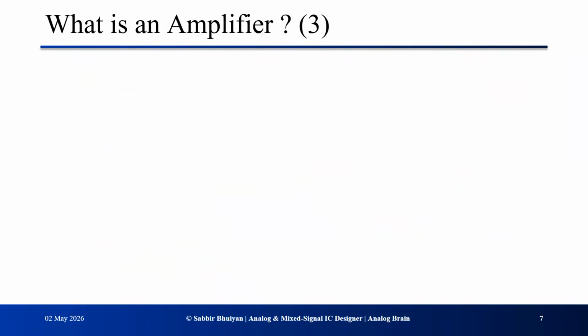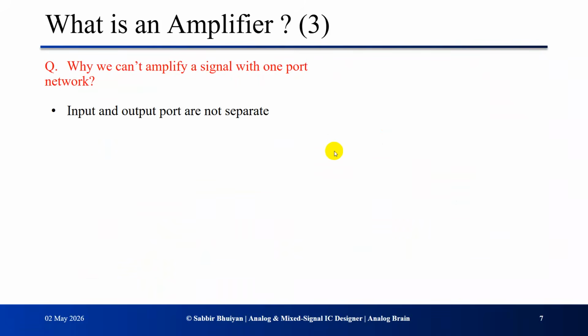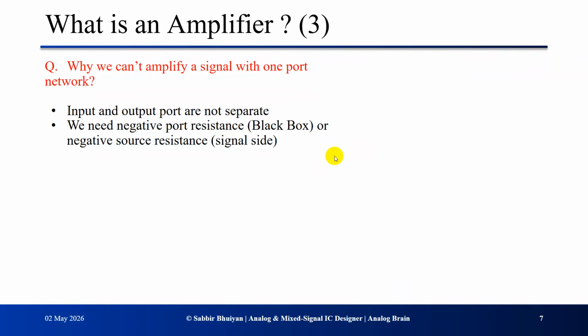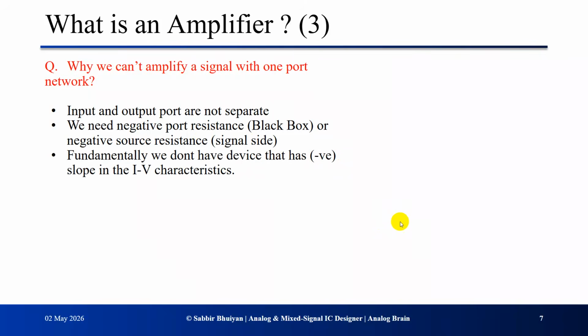Okay, so why can't a one port network amplify a signal? Two fundamental reasons. First, the input and output ports are not separate. There is no independent output, right? Second, to get amplification from one port, you would need a negative port resistance inside the black box or a negative source resistance on the signal side. And fundamentally, in standard CMOS technology, we don't have devices with a negative slope in the IV characteristics at DC. But in the discrete world, you have the tunnel diode, but that's a very specific case and not what we are working with here. So the conclusion is clear: a one port cannot amplify. We need at least a two port.